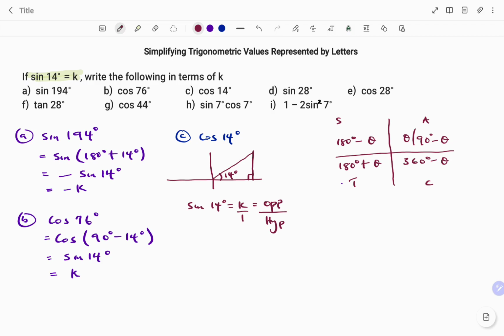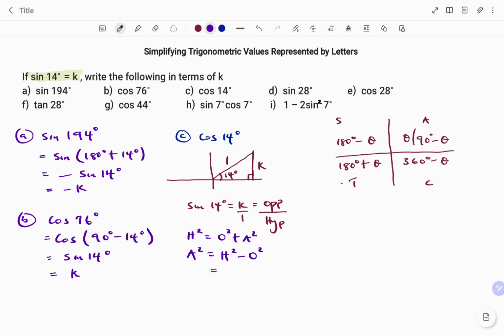The whole number is over 1 to make it a fraction. The side facing the angle is the opposite, and that's k. The hypotenuse is the side facing your right angle, the longest side, that's 1. So we need to find our adjacent. Using Pythagoras theorem, hypotenuse squared is equal to opposite squared plus adjacent squared, because we are looking for our adjacent. So adjacent squared, making that the subject of the formula, equals hypotenuse squared minus opposite squared.